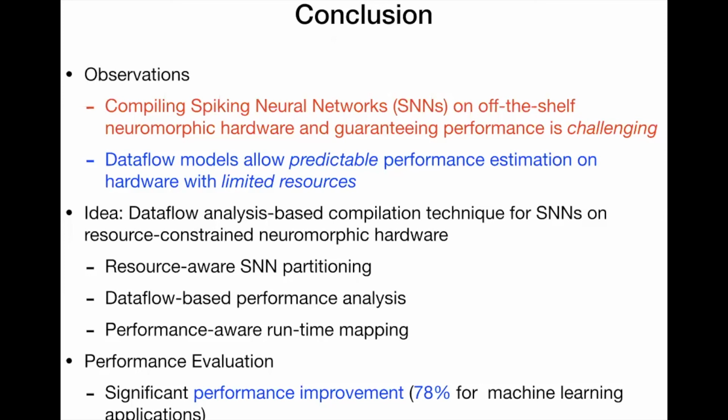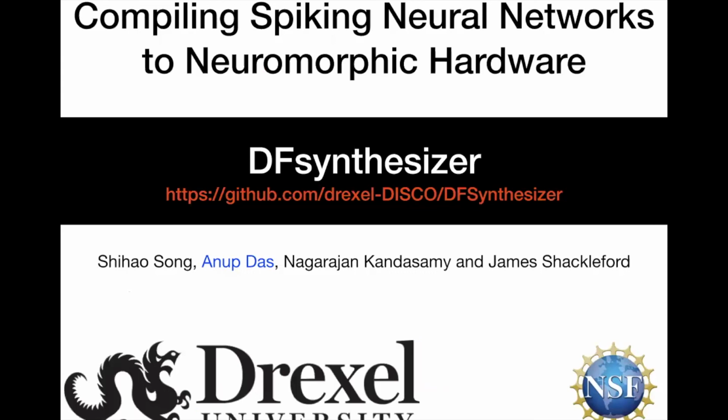Based on these 2 observations, we present our key idea, which is a Dataflow-based analysis-based compilation technique for SNNs on resource-constrained neuromorphic hardware. The idea generated 3 key contributions: resource-aware SNN partitioning, Dataflow-based performance analysis, and performance-aware runtime mapping. We evaluated our approach with state-of-the-art machine learning applications and found that we can achieve 78% higher performance compared to state-of-the-art practices. And this brings us to the conclusion of the talk.